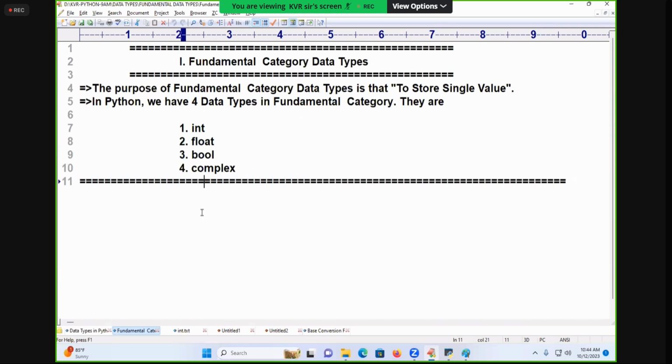I hope students, time is also 10:44, right? When I come back tomorrow, I'll explain bool and complex. Are you following? Like your previous education, int is integer, used to store integer data. Float is the float data type, used to store float data.